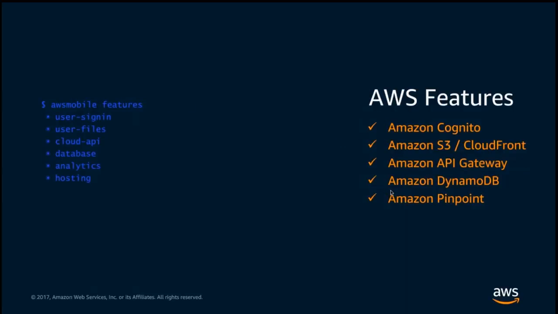Some of the features you can enable via the CLI: user sign-in using Amazon Cognito, user files, APIs using Amazon API Gateway. You can configure NoSQL databases with Amazon DynamoDB, and you can also configure analytics using Amazon Pinpoint. The analytics feature is actually enabled by default. You can disable it if you want to, but it's going to automatically start tracking events like session events and signed in, sign out events automatically for you once you instantiate the Amplify library.